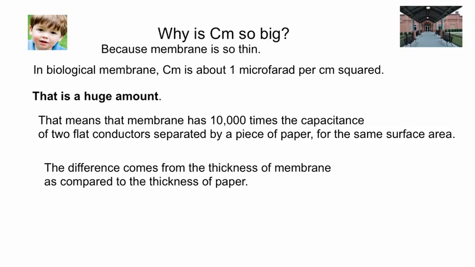In biological membrane, the membrane capacitance is about 1 microfarad for each square centimeter. Now there is a lot of centimeters squared of membrane surface in just one person. So if you were to say that in a person there's 1,000,000 centimeters squared, that would say the total capacitance within a person would be 1 farad.